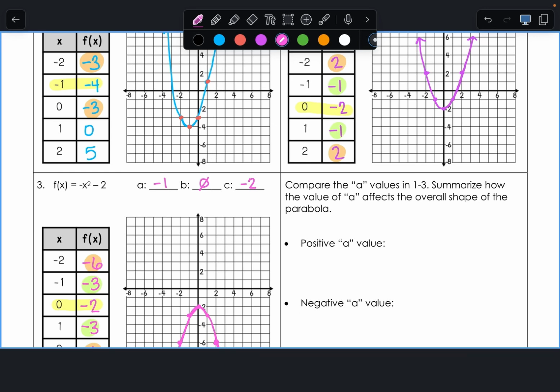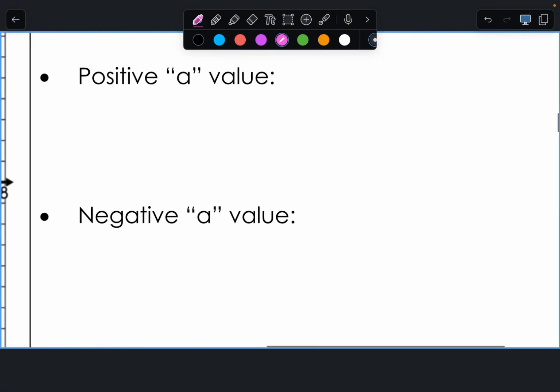Whatever. So, look at your values of A. What made the difference? What happened when it went from a positive A to a negative A? Not that it's going down, because both of them are going down and up. It curves up, then curves down. Curves up, curves down, opens up, opens down is what we like to say, okay? So with a positive A value, if you have a positive AX squared, the parabola, that's your U shape, it opens up.